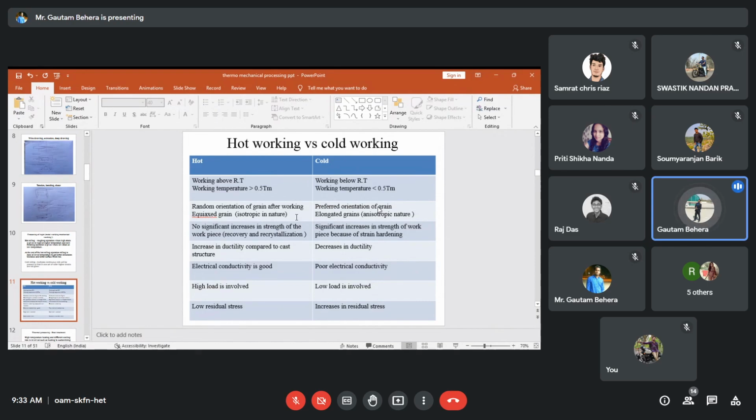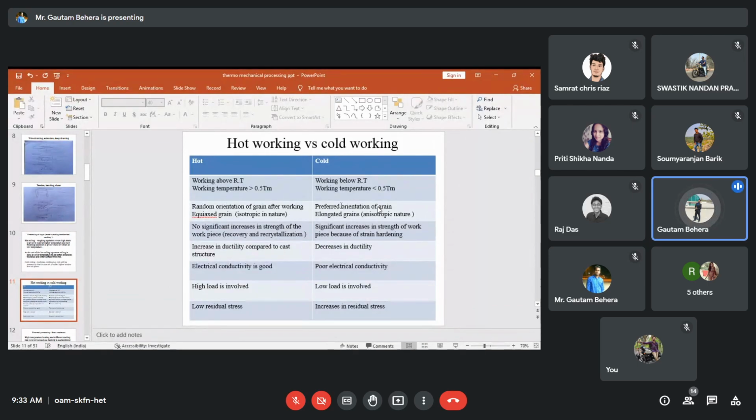And you understand, if the grain is equiaxed, that means the property will be isotropic. The property will be the same everywhere, or in every direction the property will remain the same. If you want to measure the bulk modulus, it will remain the same, right? Anything you want to measure will remain basically the same in all crystallographic directions. That is called isotropic nature.